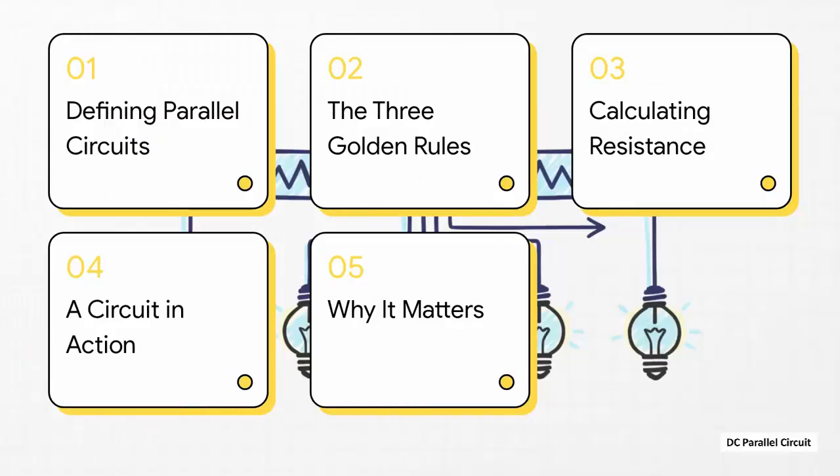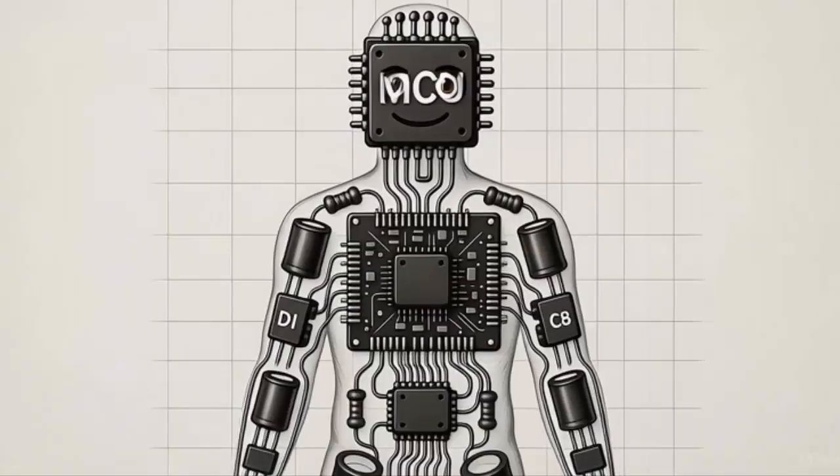So here's our game plan. First, we'll nail down what a parallel circuit even is. Then we'll cover its 3 golden rules. After that, we'll tackle some of the math, see a circuit in action, and finally wrap it all up with why this stuff really, really matters.